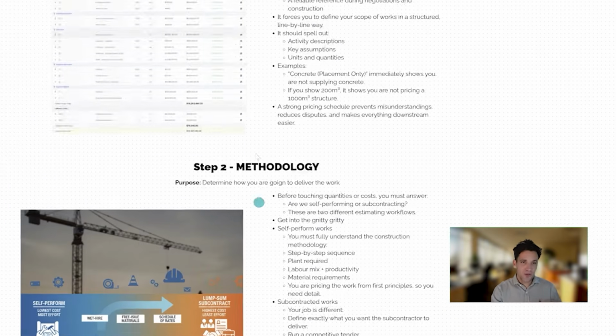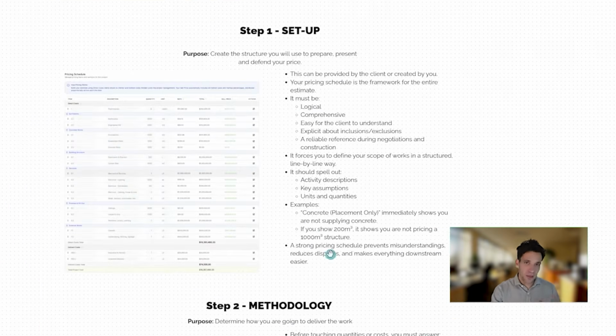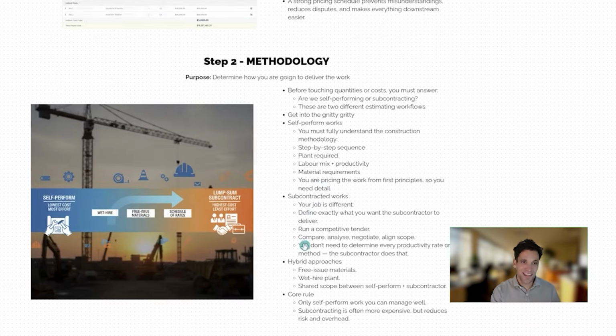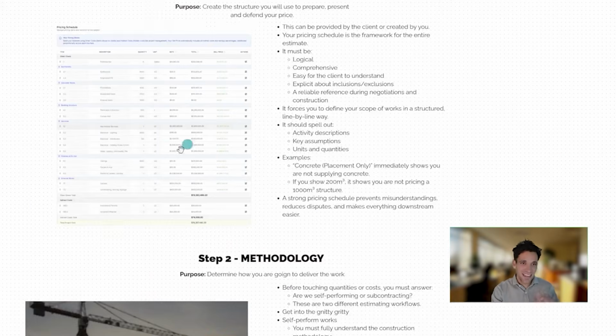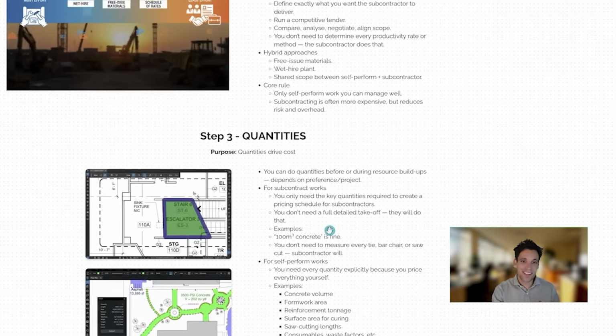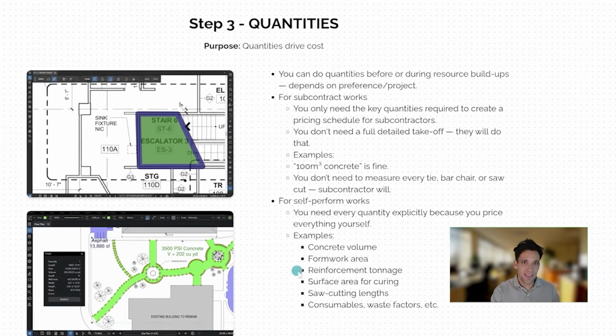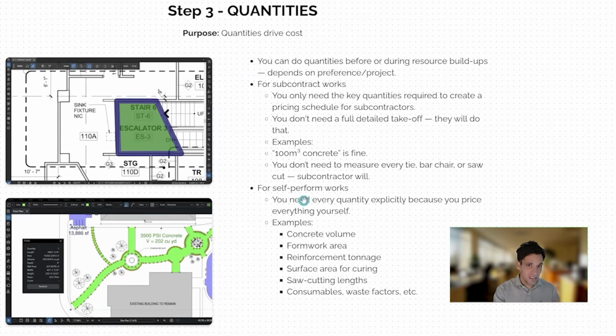Okay, so far we've broken down the project scope into a pricing schedule that's comprehensive and logical and covers everything we're pricing, and we've come up with our methodology. For each of these tasks in our schedule, we know exactly how we're going to deliver it. Next step is our quantity takeoff. At the end of the day, quantities drive cost. It's an obvious thing to say, but doing 500 meters squared of formwork is going to cost more than doing 200.